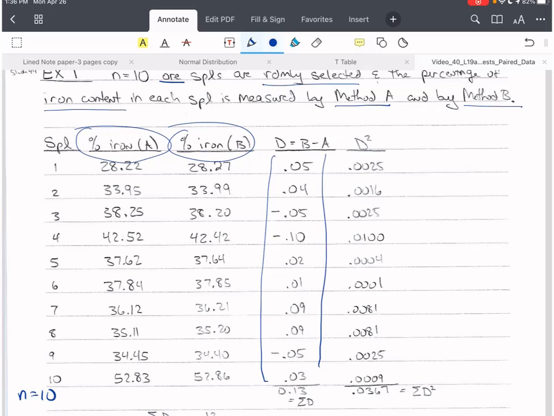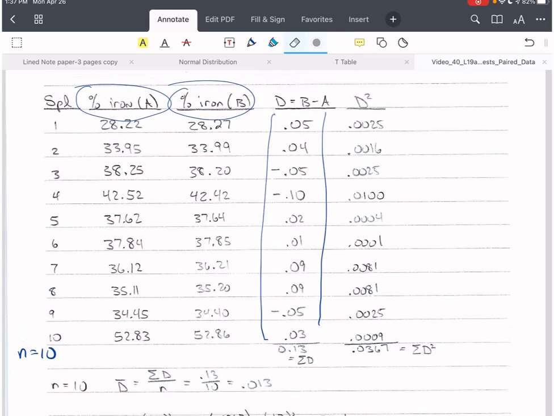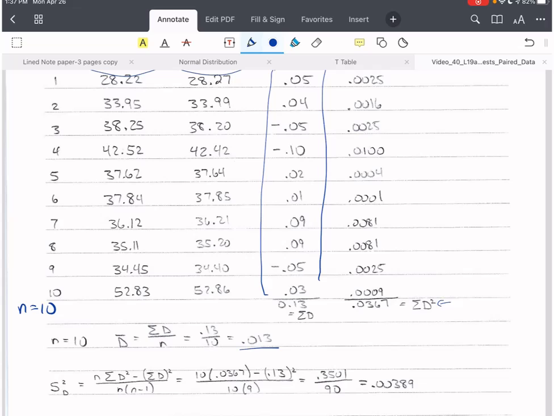Okay? Now to calculate d bar, we need to add up all the d's. So we get 0.13, that's the sum of d, which is what I've written here. Well, in order to calculate the variance, we need d squared. So I've squared each of the differences here, added those up. This is the sum of d squared. So d bar is going to be the sum of d's divided by n, so that's 0.013. S sub d squared is given by this formula, and that's going to be 0.00389. I'm not rounding at this point.